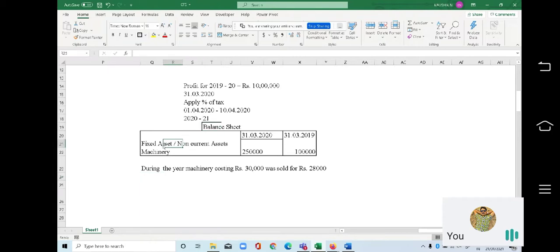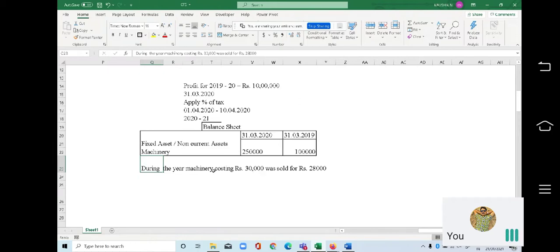Inside the balance sheet, you have a specification of fixed assets or non-current assets. Below that, there is machinery. You have the value of machinery for 2 different years, and it was mentioned that the machinery sold during the year costing rupees 30,000 was sold for rupees 28,000. When you find an asset sold out like this, it is to be kept in mind that we need to prepare the fixed asset account.